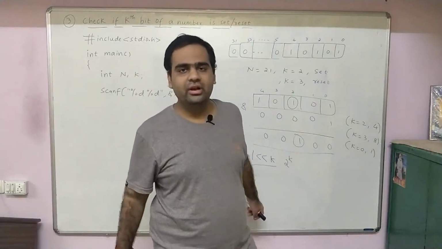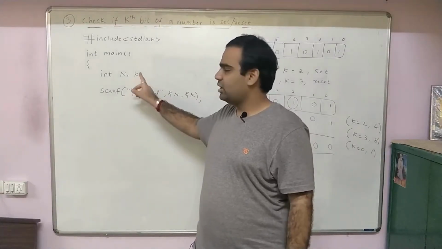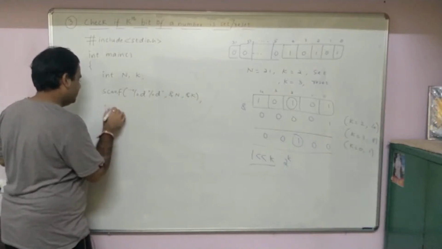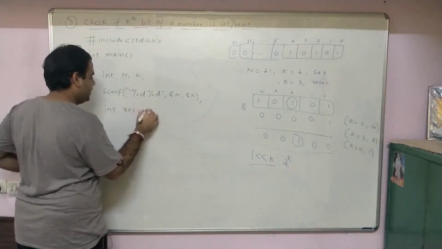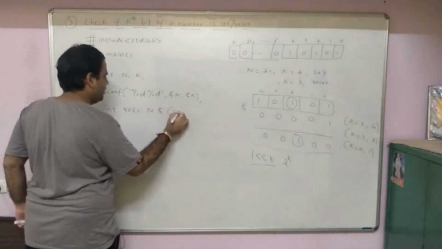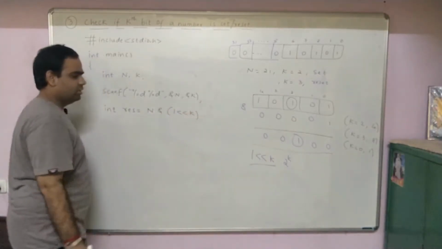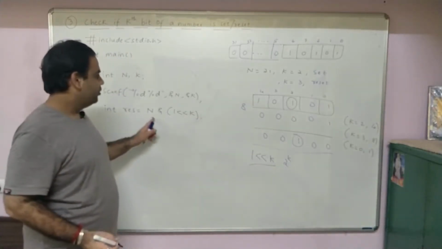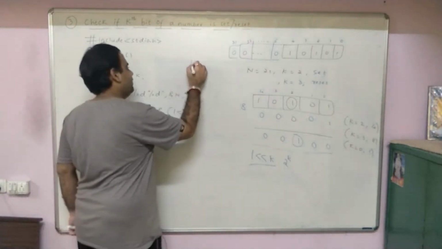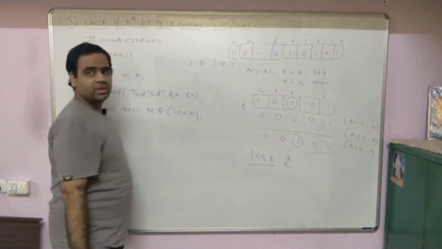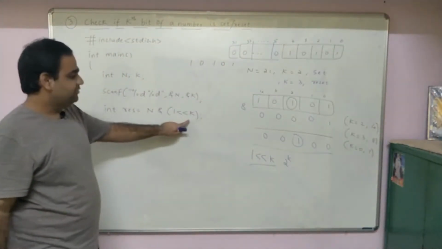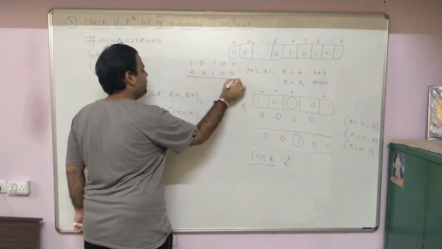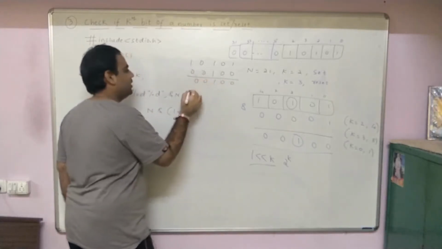Let us see how we write the code. The input for this program is n and k. We read n and k, and then we say int result is equal to n bitwise and 1 left shift by k. Already I said this logic. 1 left shift by k is 2 to the power k. Suppose n is 21. 21 is 10101, and let k be 2. 1 left shift by 2 is nothing but 4. Therefore, it becomes 100, and you take bitwise and you get 100.